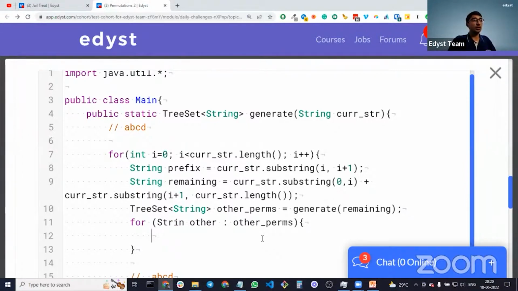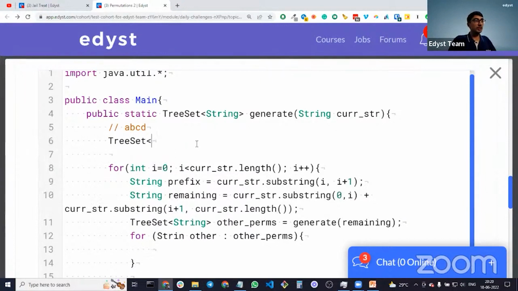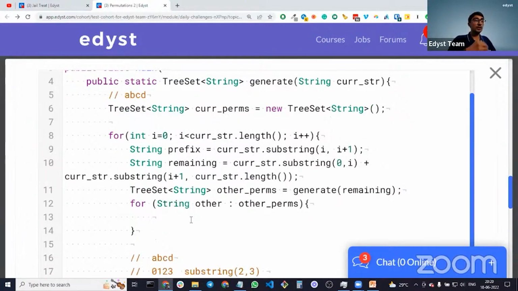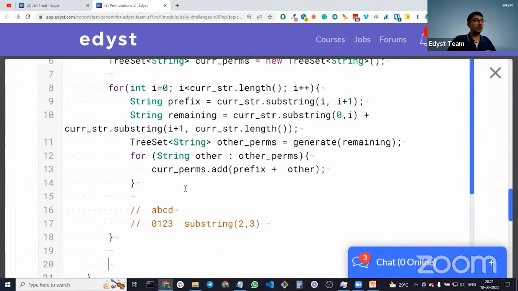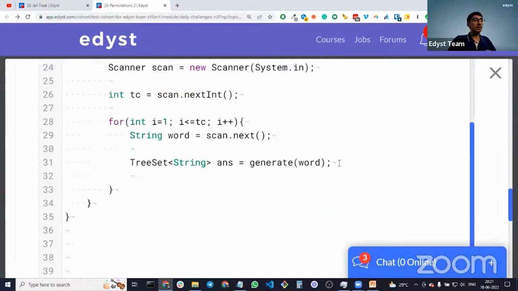What am I going to do? Go to my current permutation. So I need current permutations as well. I say TreeSet of String current_permutations is equal to new TreeSet of String. And then for each string other in other permutations, I'm going to say current_permutations dot add prefix plus other, whatever is the other permutation that you got. So you attach that, and then this goes into the current permutations. Once this for loop is done, I will just return current_permutations. That's a TreeSet that's going to be returned over here.